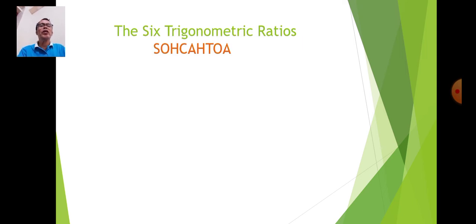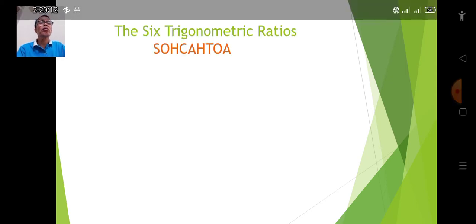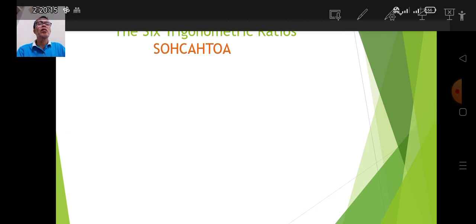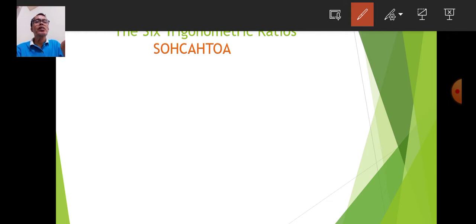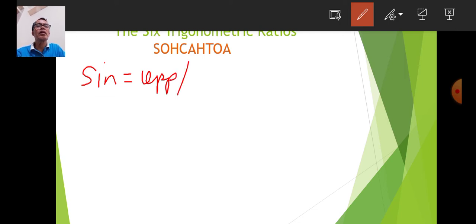So in order for us not to forget the six trigonometric ratios, we always have to remember the acronym SOHCAHTOA. From SOHCAHTOA, we have sine is equal to opposite over hypotenuse. O is opposite and H is hypotenuse.